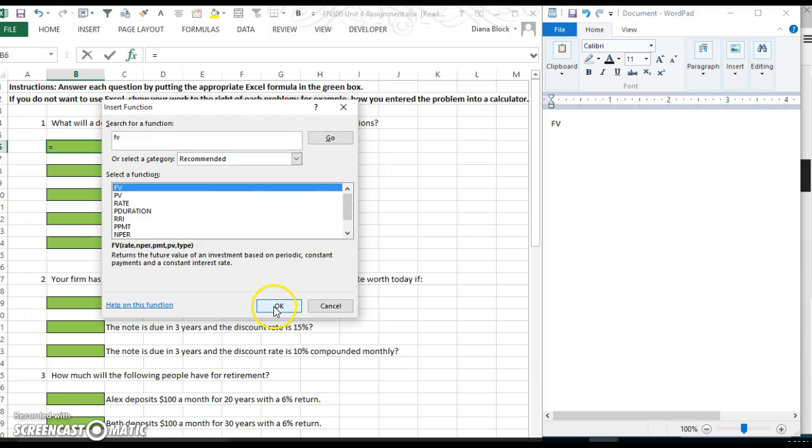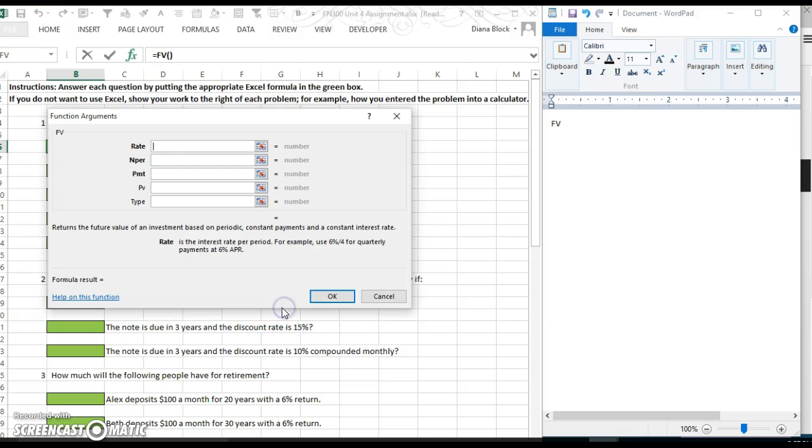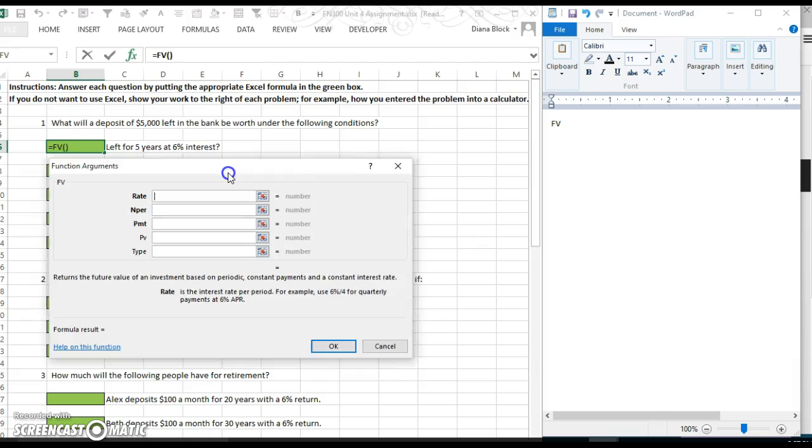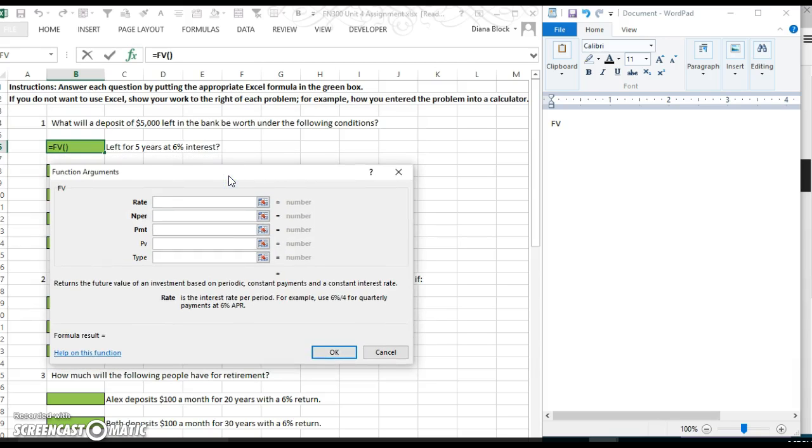And then it'll find the future value function, and it tells you down here what FV is. Returns the future value of an investment based on periodic constant payments and a constant interest rate. So this is what we want. Once you have selected that at least once in your version of Excel, then when you open Excel, it'll be at the top of the commonly used functions, so you won't have to search for it. But we've got the FV function open here, and you see all you have to do is enter your information into these boxes. So on this first problem, for example, we've got a rate of 6%, and make sure you put the percent or type 0.06. If you just put 6, it's going to think the rate is literally 6, not 6%.